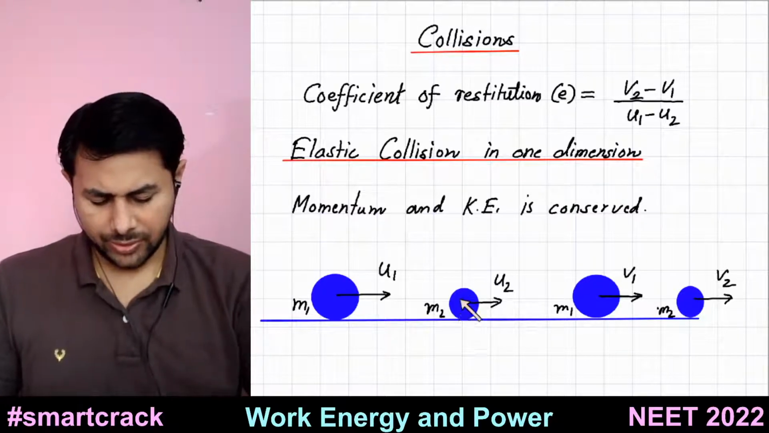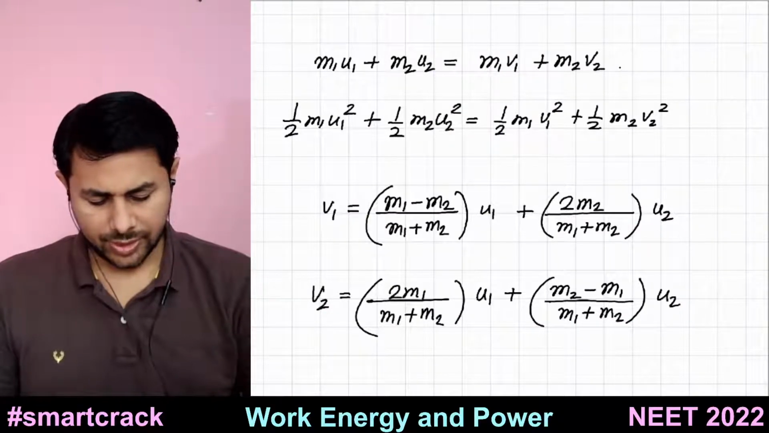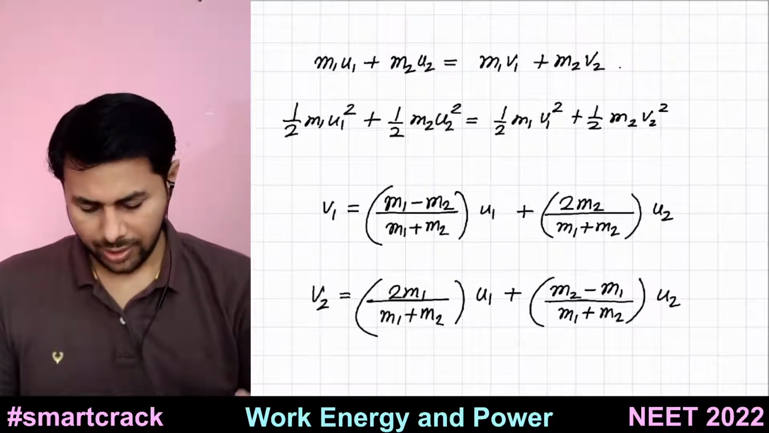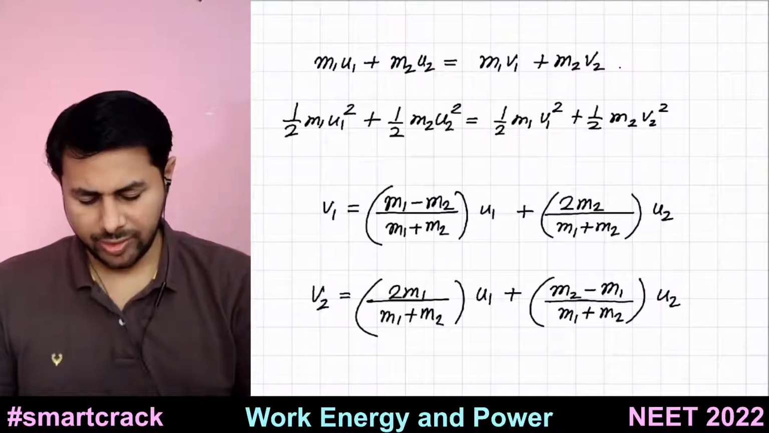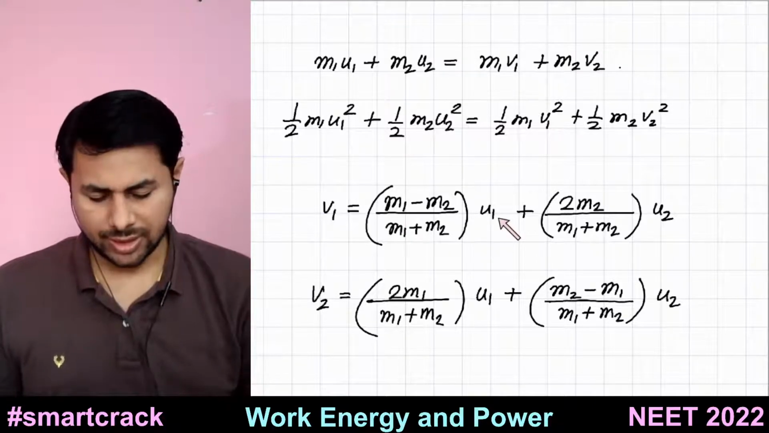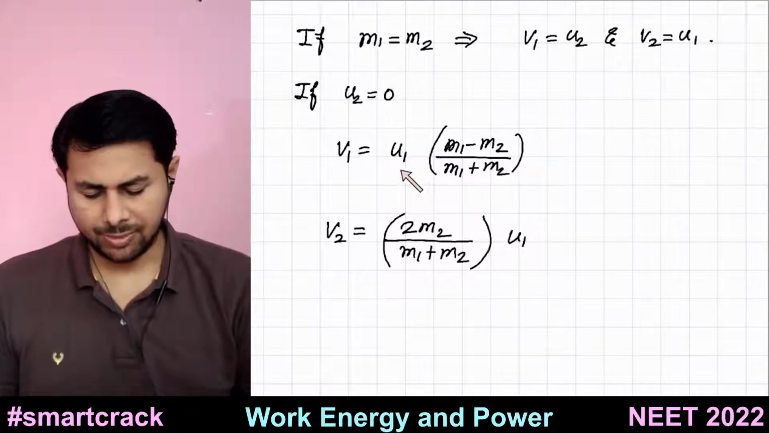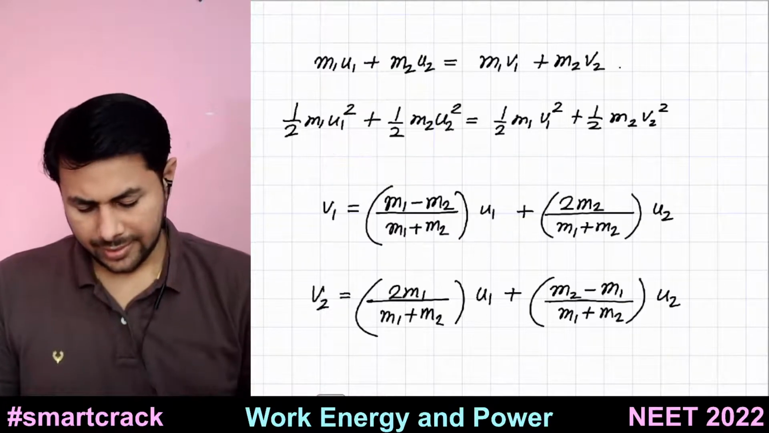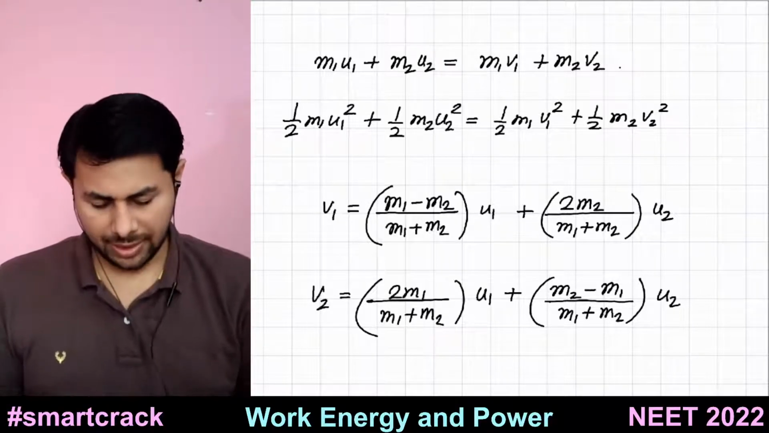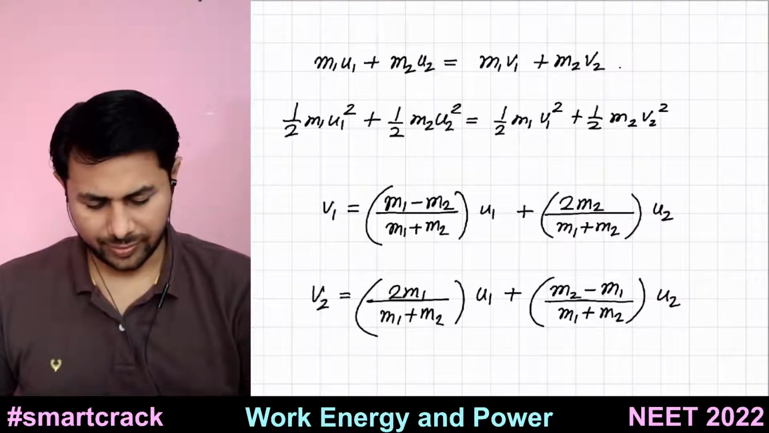Okay, so if u2 is equal to 0, what do you have to do? You just have to substitute u2 equals 0 in these two terms. So these two terms will not come. So what will happen? v1 will be equal to this first term, (m1 minus m2) upon (m1 plus m2) times u1. And v2 will be equal to 2 times m1 upon (m1 plus m2) times u1, because u2 is equal to 0.